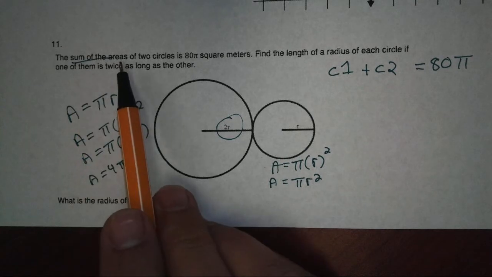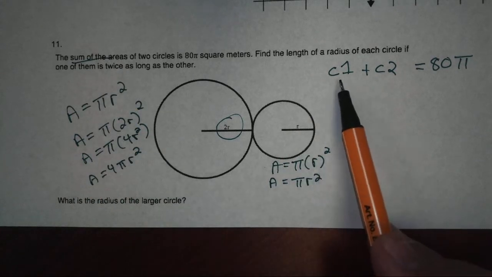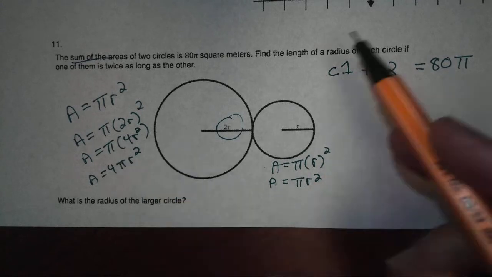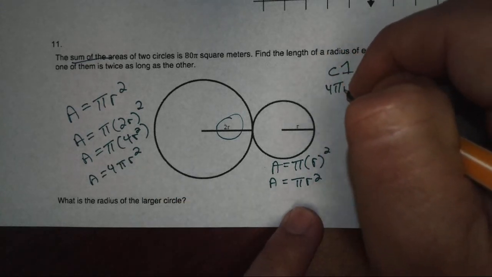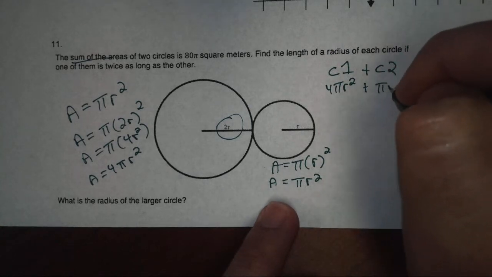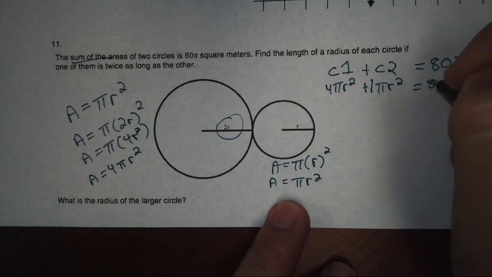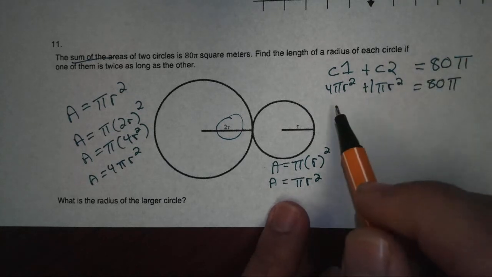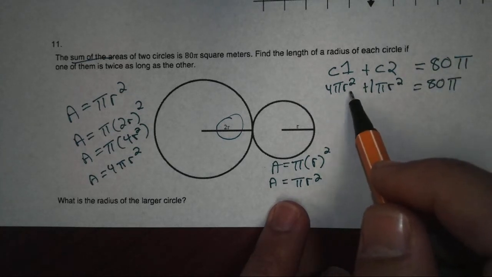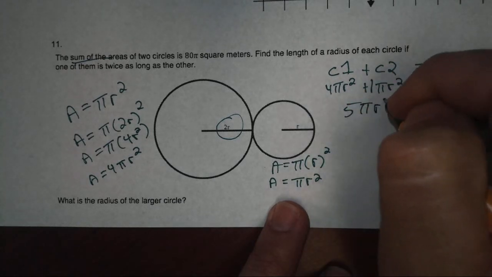Now it says the sum of the areas, which means I'm going to take big area, small area, and put them in their equation. So circle 1 was the big one, so 4 pi r squared. Circle 2 was the small one, pi r squared. Remember, there's really a 1 in front if you want to put it there, equals 80 pi. So let's combine like terms, because these are both r squareds. So 4 pi and a 1 pi make a 5 pi.